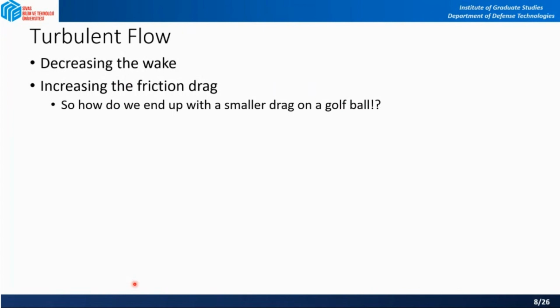You remember it, right? From fluid mechanics. So the decrease in shape drag, meaning the decrease in the wake drag, is higher than the increase of friction drag. So we still have a lower drag on a golf ball. Am I right? Total drag is the summation of shape drag and the friction drag. Okay.